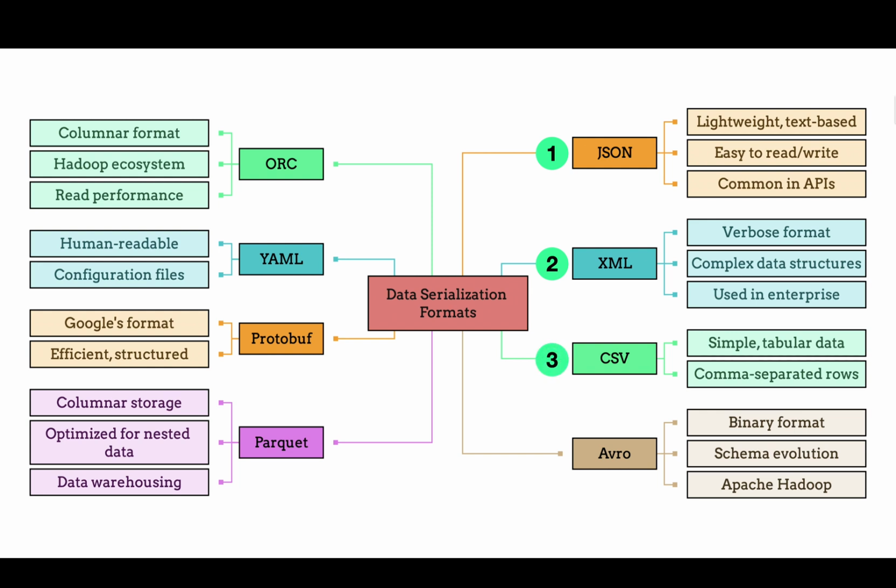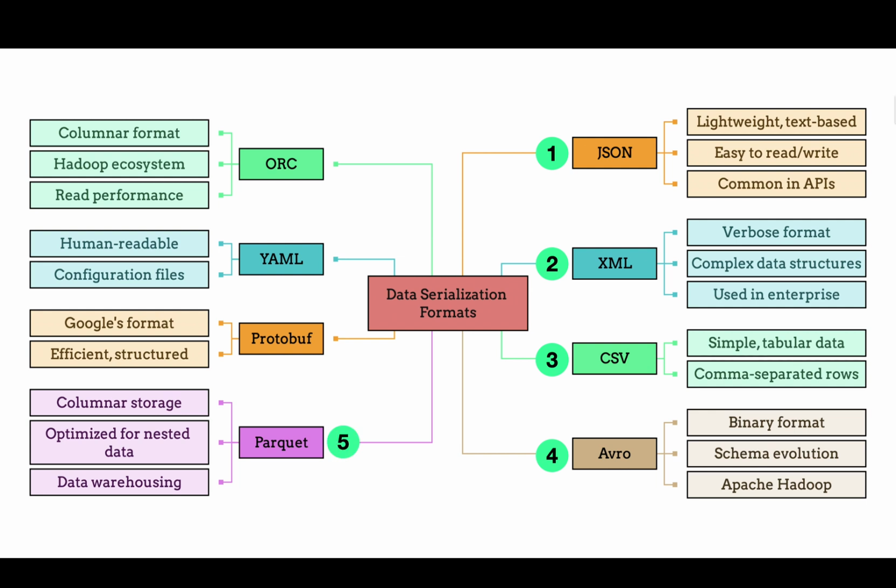3. CSV, comma-separated values, a simple format for tabular data. Each line represents a row, and fields in a row are comma-separated. 4. Avro, a binary format developed within Apache Hadoop. Focuses on compactness, schema evolution, and complex data structures.